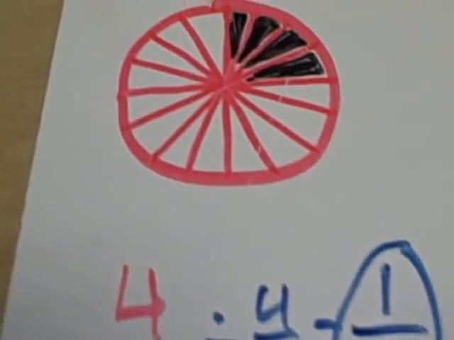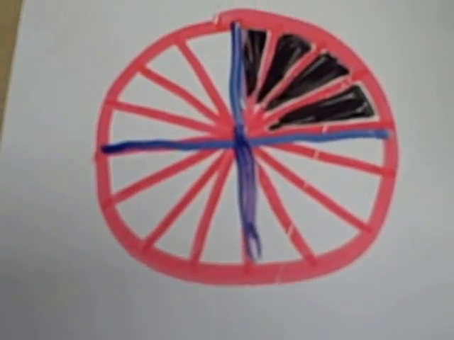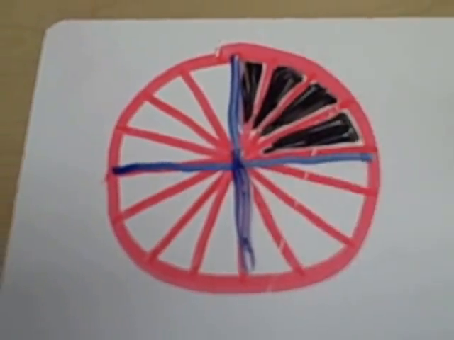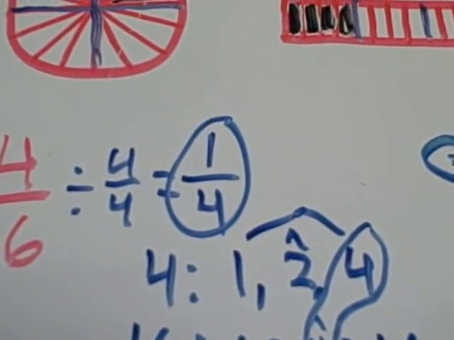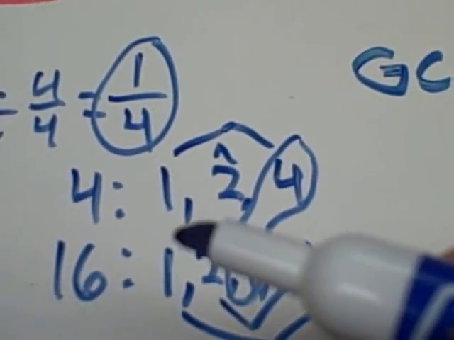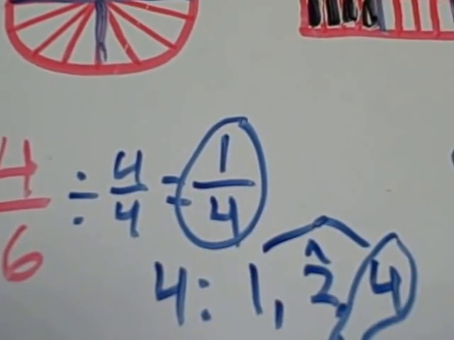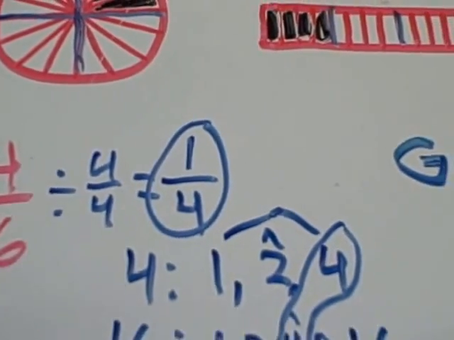Let's try it. 1/4. If I cut this circle into 4, oh, look at that. Sure enough, it looks just like 1/4. And if I cut this fraction bar, check it out, 1/4. So the key is, it's a two-step process to simplify a fraction. The first step is to find the greatest common factor, and the second step is to divide by it on the numerator and the denominator. Hope that helps.